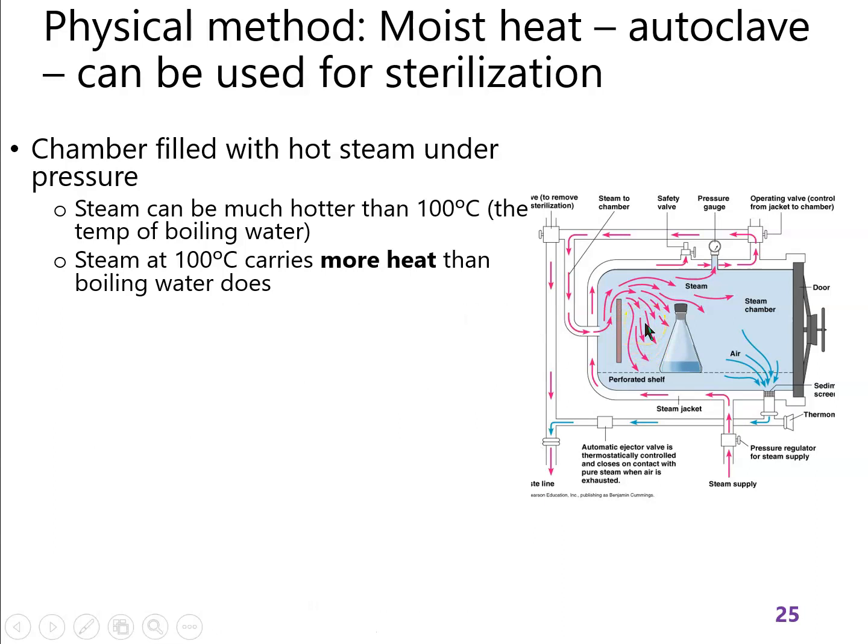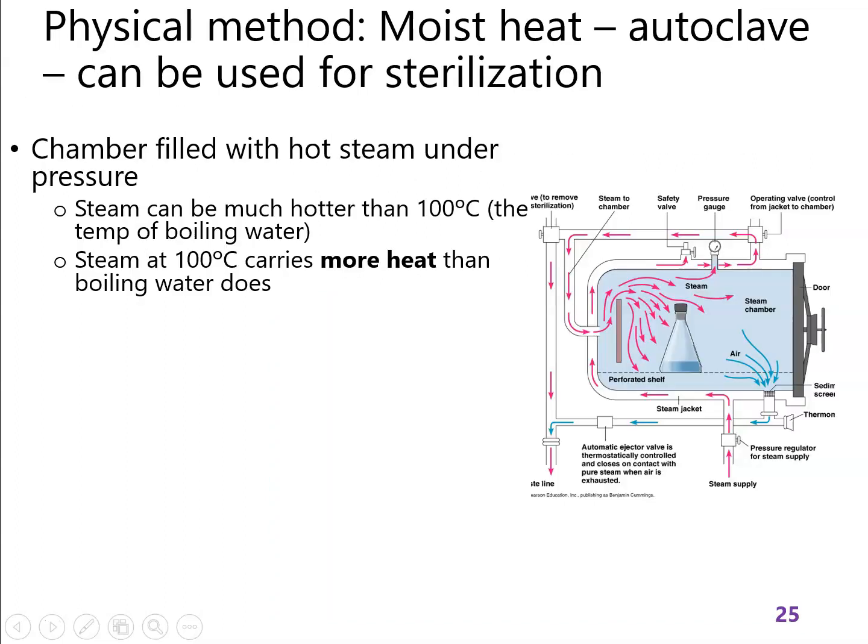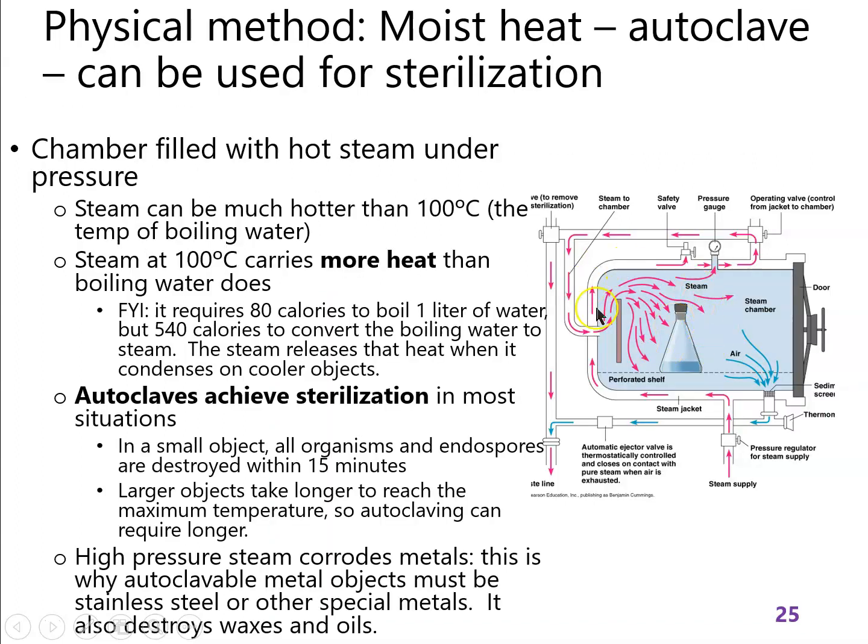And that, if we go back to this previous slide, is why, if you compare moist heat at 121 Celsius to dry heat, something that took 15 minutes to kill in an autoclave would take 10 hours to kill using just hot, dry air. And that is a thing. So yeah, autoclaves do this.